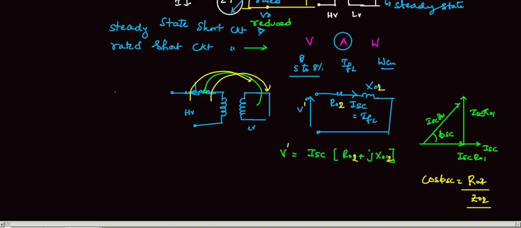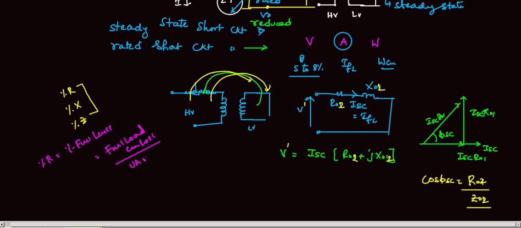Okay, and what do you have to measure in this short circuit test? Percentage resistance, percentage reactance, and percentage impedance. These are the three measurable things here. How can you measure percentage resistance? Here I am going fast. Percentage resistance equals percentage full load copper loss, that is full load copper loss by the VA rating of the transformer into 100. This is the percentage full load copper loss.